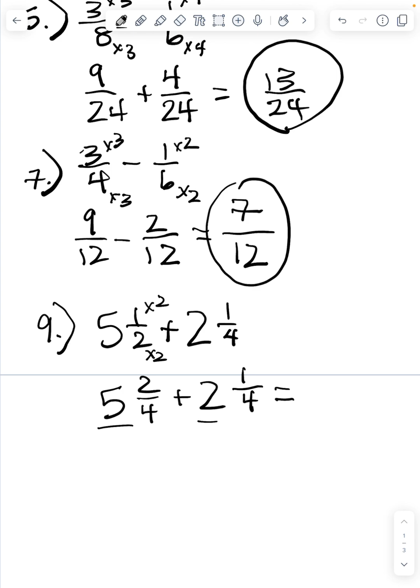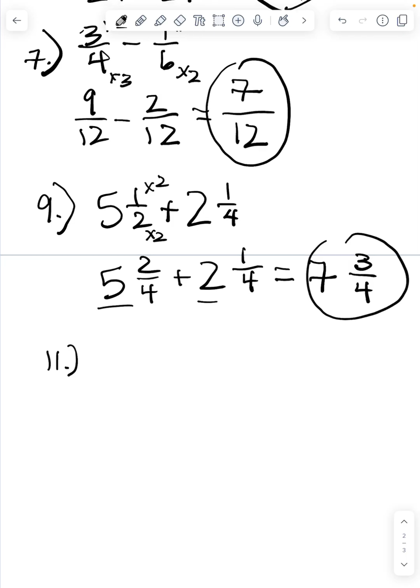If I add the whole number parts, that gets me 7. Common denominator is 4, so now I can just add the numerators. 2 plus 1 is 3. So 7 3/4.